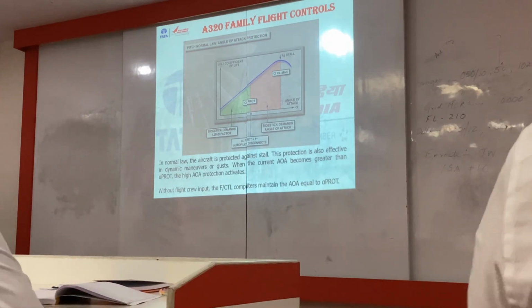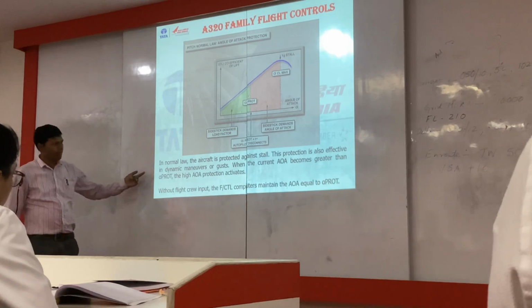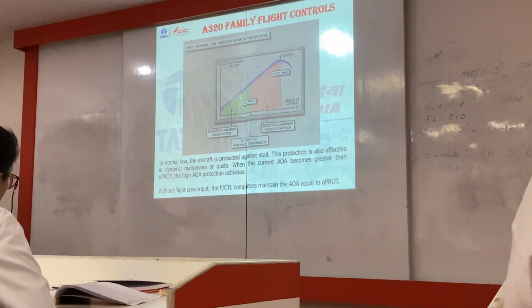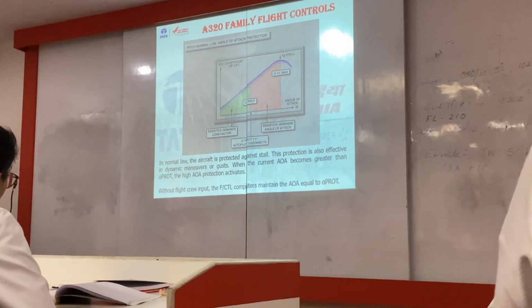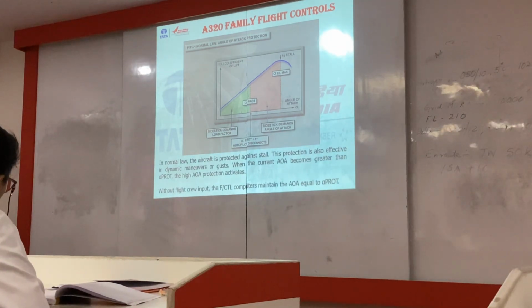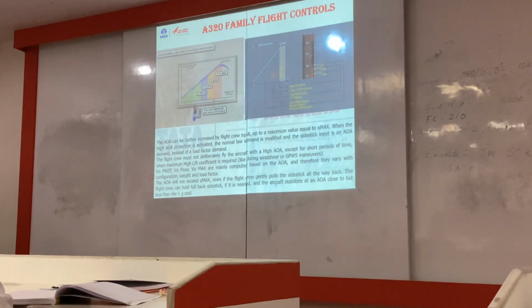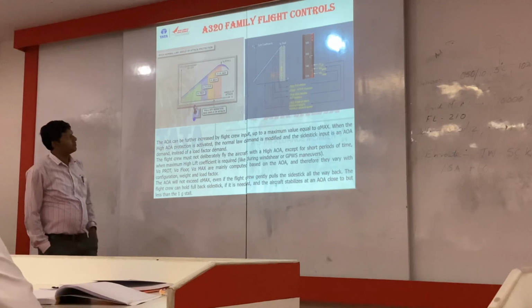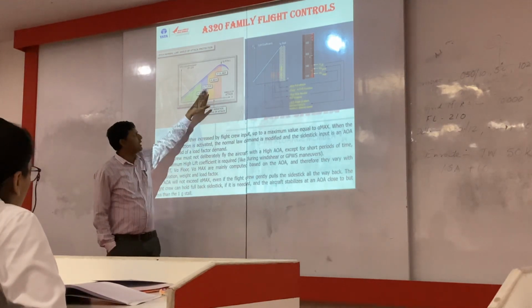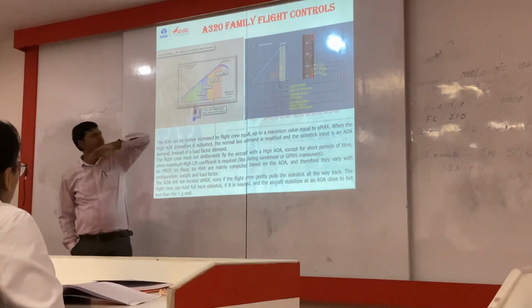In normal law, the aircraft is protected against stall. This protection is also effective in dynamic maneuvers or gust when the current angle of attack becomes greater than alpha prot. The high angle of attack protection includes. What is alpha prot? Angle of attack protection. Okay, so what are these values? What alpha floor, alpha max, alpha CL max? Angle of attack.